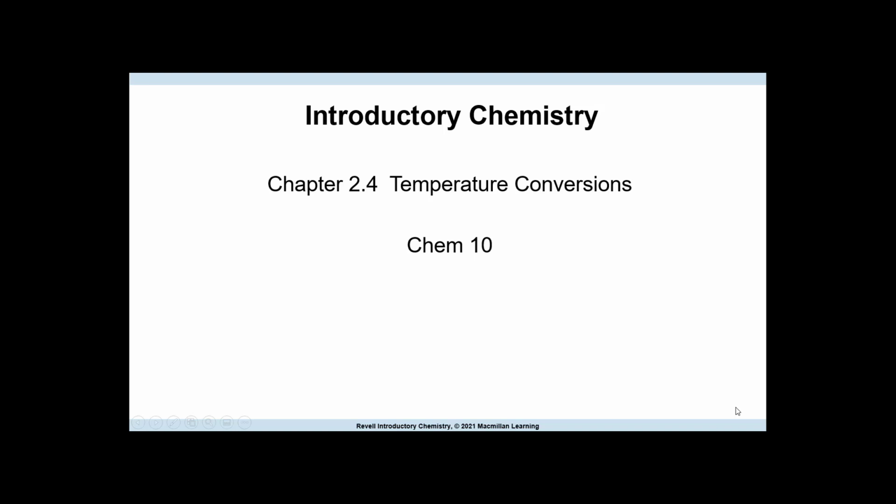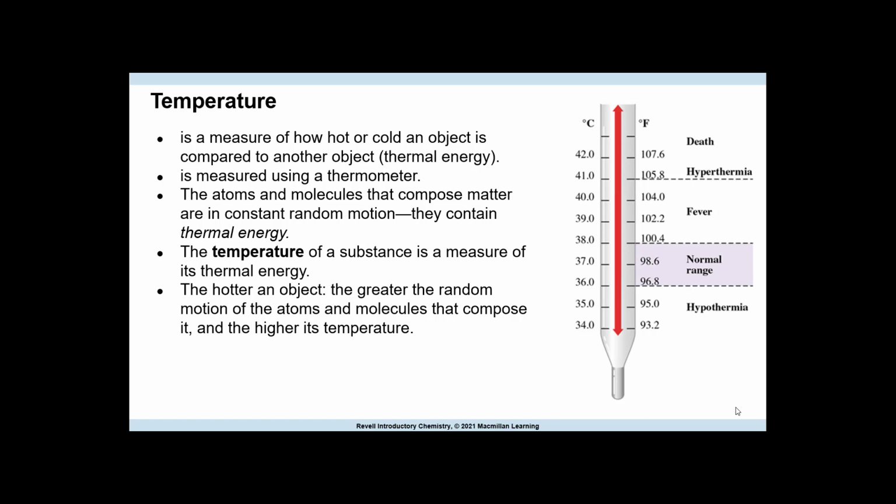Hi class, we are now in our last section of chapter 2. This is 2.4, temperature conversions. Temperature is a measure of how hot or cold an object is compared to another one. We use a thermometer to determine this.